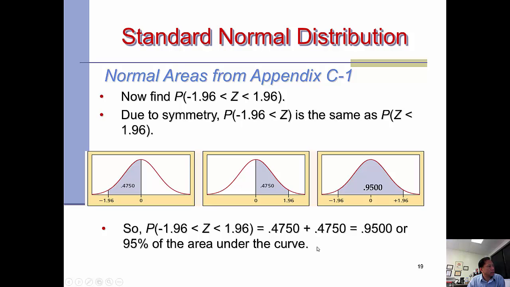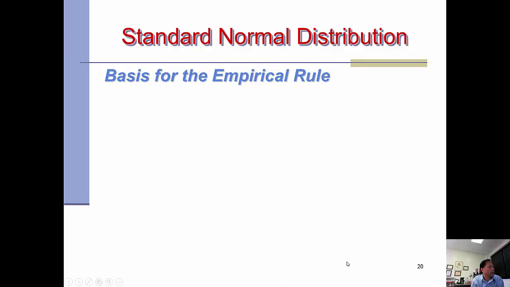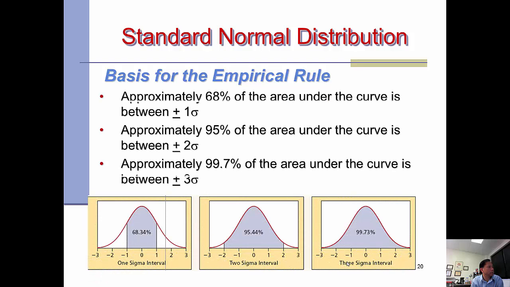Speaking of this, I hope you recall the empirical rule we talked about. That is, within 2 standard deviations you have about 95% of values. Where is that coming from? This approximately 95%, this is where it's coming from. 1.96 is almost 2, and minus 1.96 is also almost minus 2. So between minus 2 and plus 2, you have about 95%. And that is the basis for the empirical rule.